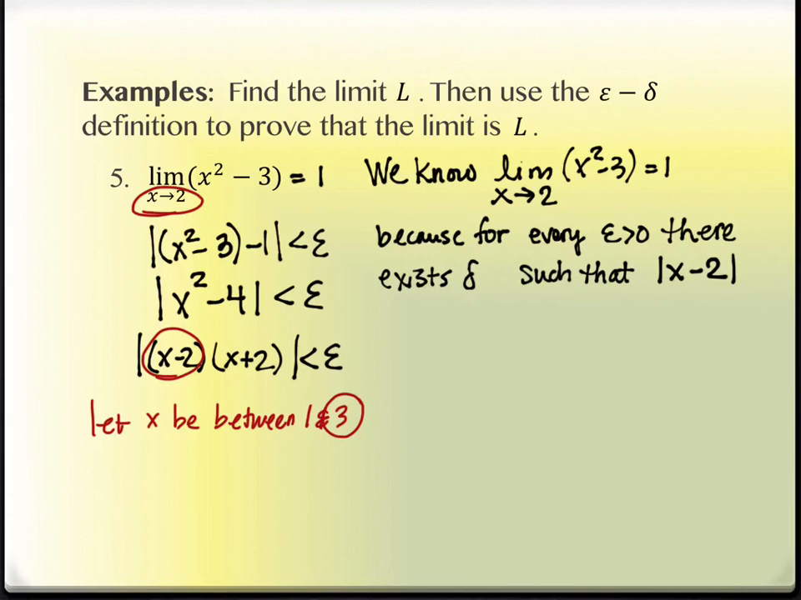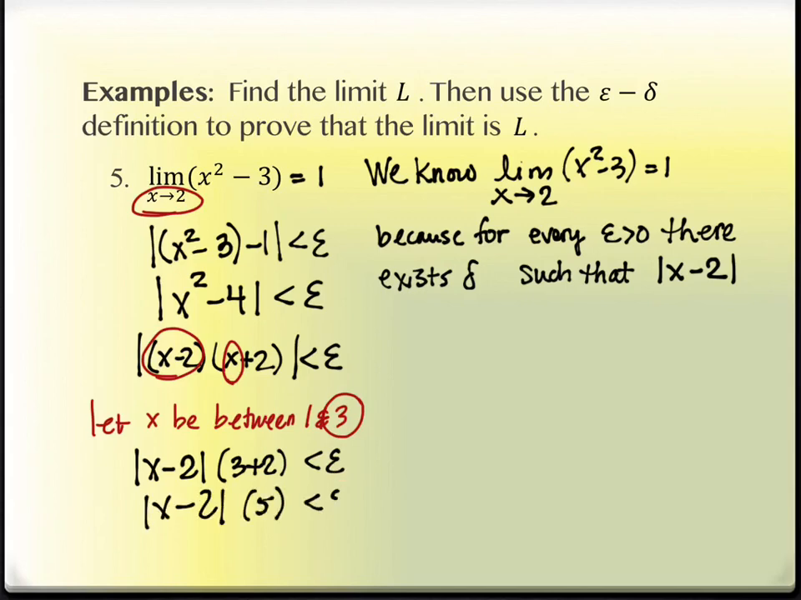And then what we do is we actually plug that in for this x value. So we don't mess with the other one. We want that one to stay, x minus 2. And over here, we're going to evaluate this with a 3 in there. 3 plus 2 is less than epsilon. Obviously, that gives us a 5. And when we divide, we have x minus 2 less than epsilon over 5.